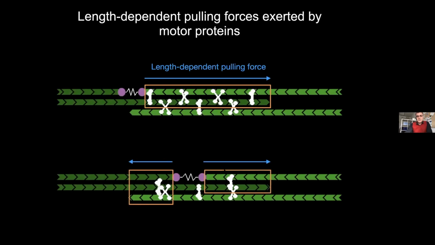And of course, now we have a situation with shorter overlaps. They accumulate fewer cross-linking motors, and then these forces are getting smaller. Of course, I'm showing here forces from both sides. We see that as kinetochores are approaching the center, these forces are getting closer and closer, and when kinetochores are in the center, these two forces are equal.